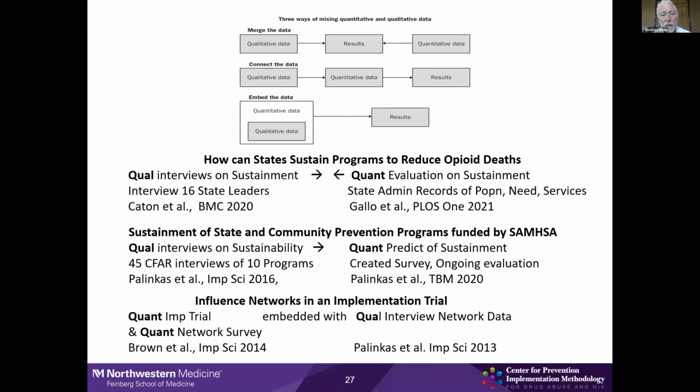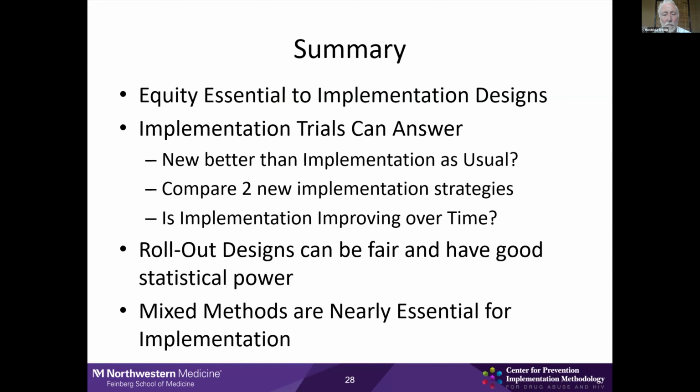So next, we're going to summarize this part of it before we go to vouchers. Equity is essential for implementation designs. Implementation trials answer three things. Can a new implementation be better than implementation as usual? Can you compare two implementation strategies with a head-to-head design? And is implementation improving over time? Rollout designs can be fair and have good statistical power, and they're often used in these studies. And the mixed methods are nearly essential for any implementation study that I've been involved in. So I'm going to turn this over to Wouter now.